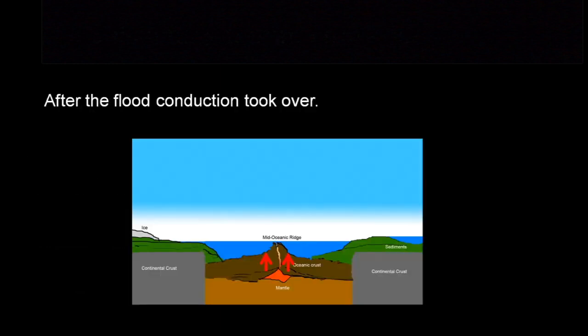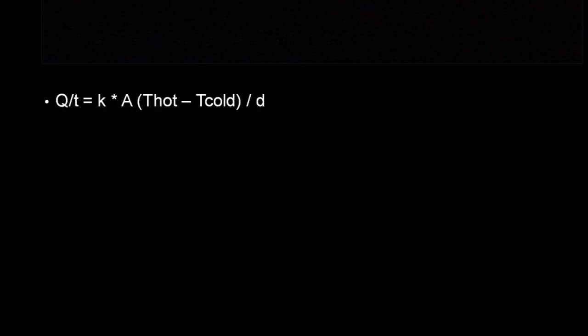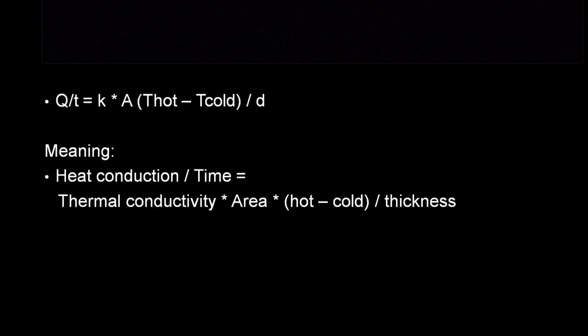When a crust is solidified, it's still quite hot, about 1000 degrees Celsius. Then conduction takes over for the cooling down process. We can also calculate this. We have a formula that says that heat conduction per time is the thermal conductivity times the area times the temperature difference on both sides of the material divided by the thickness of the layer.